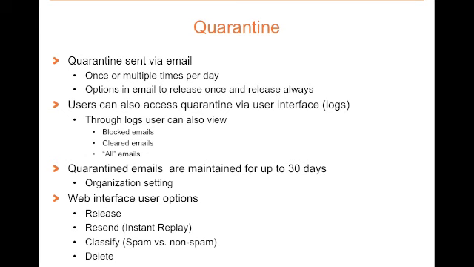You can also access the quarantine through the user interface through a feature called email logs. Now, quarantine emails are maintained for up to 30 days, depending on the company's setting. Now, within the web interface, there are different options. You can release a message, which will send that message to you. You can resend the message if your company is using a feature called Instant Replay. You can also classify a message, either identify a message as spam or not spam, or you can delete an email. Now, let's take a look at what your email quarantine looks like.